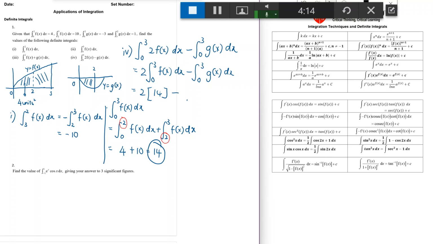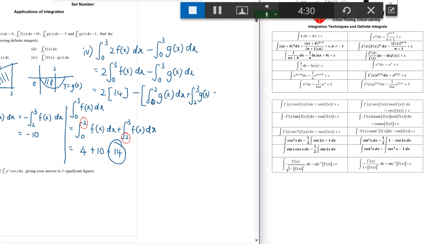Now I want 0 to 3 of g(x). I have to be very careful. That would mean the integral from 0 to 2 of g(x) dx plus the integral from 2 to 3 of g(x) dx. Let me just put everything in, minus 0 to 2. So let's look at it. 0 to 2 is simple. That will be negative 3 plus, hey, this gives me 3 to 2 instead. So if I want 2 to 3, I am changing the limits. Then I have to put a negative in front of the 1, and then I can work out the solution.